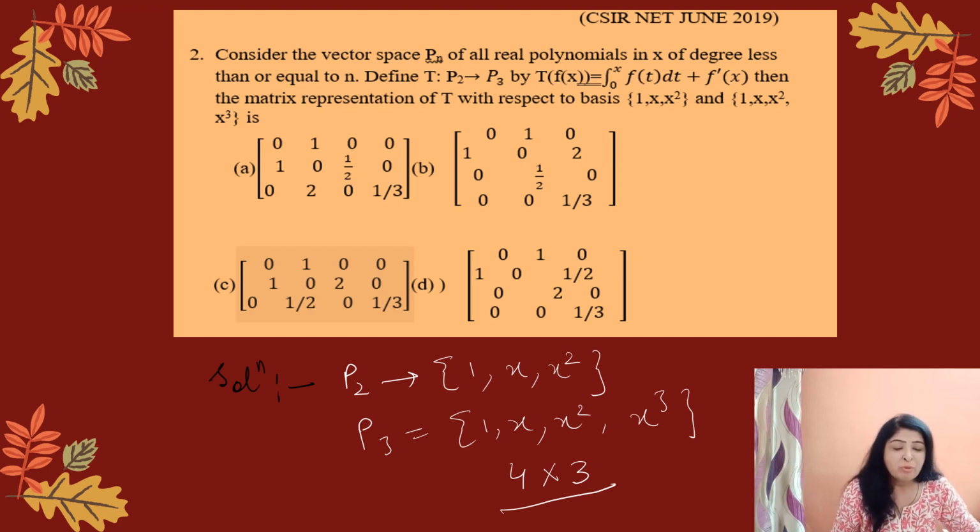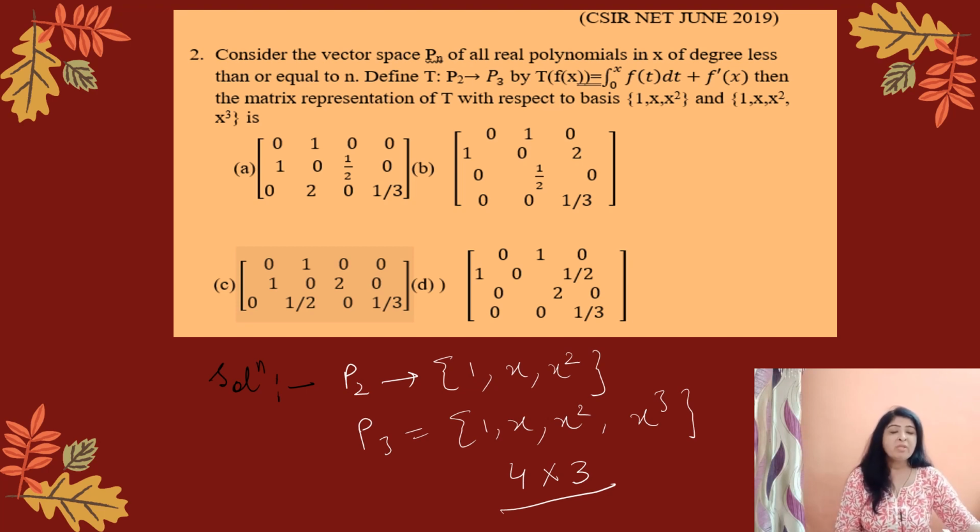Now you can see the options. In option A, three rows are there, so A can't be the answer. Then D has 4 rows, and C has 3 rows. So A and C can't be the answer because we need 4 rows and 3 columns. So we have to go for B and D and check which one is correct.